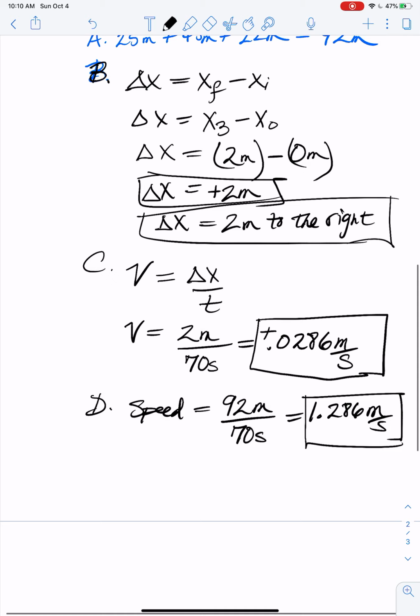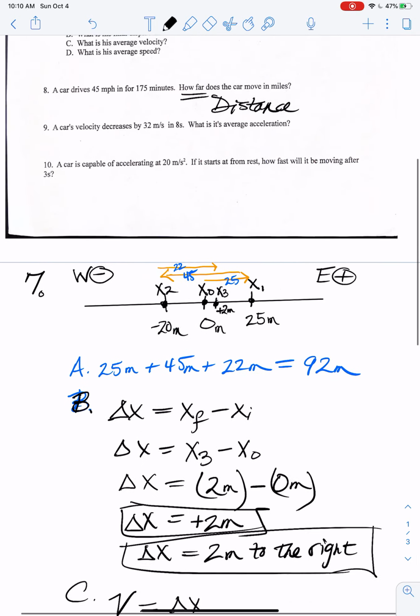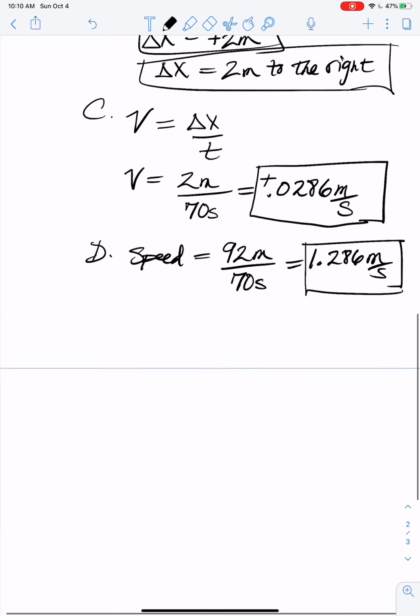All right, next question. A car drives 45 miles per hour in 175 minutes. How far does the car move in miles? So when it's saying how far, it's asking for distance. And I just wanted to point that out because of the how far. So a lot of times in my class, it's tough for students to start the problems, meaning the math isn't terrible, but it's tough for students to start. So 45 miles per hour in 175 minutes.